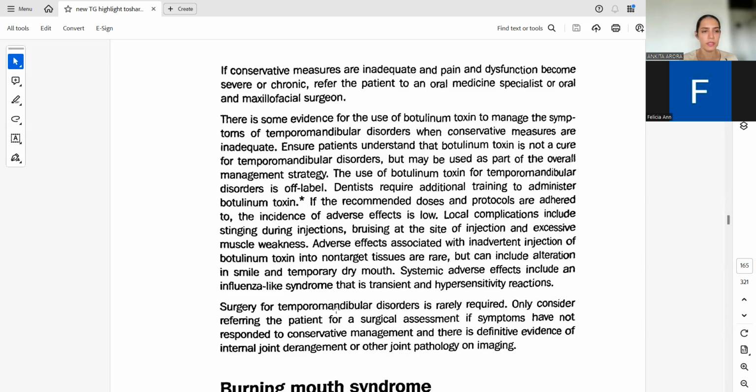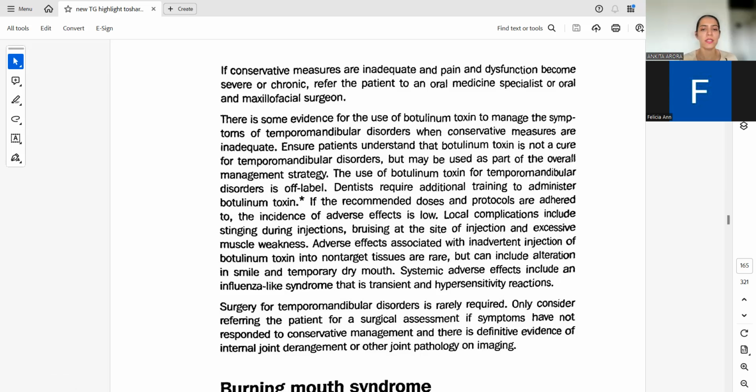Surgery for these disorders is rarely required. Only consider referring the patient for surgical assessment if symptoms have not responded to conservative management and there is definitive evidence of internal joint derangement, meaning the disc, or joint pathology on imaging. Internal joint derangement means the disc has permanently changed its position and is not going back, or is going back with an interruption which is not manageable without surgical intervention.